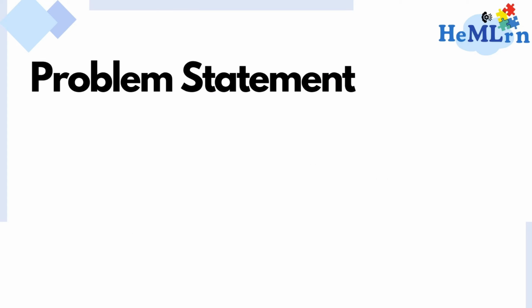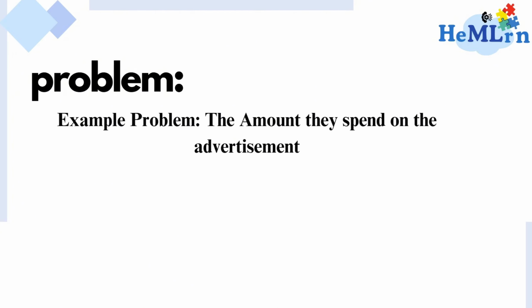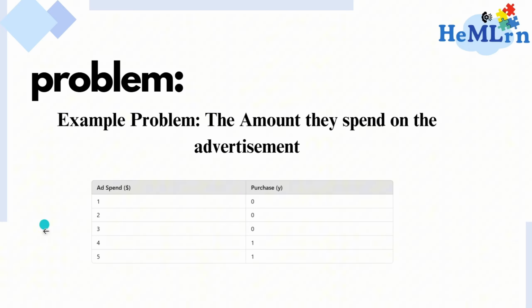So the dataset is given. Here the probability of y equal to 1 given x is equal to 1 divided by 1 plus e to the power minus (wx plus b). This is a sigmoid function. We can assume this relationship in the logistic regression model between the amount they spend on the advertisement, the ad spend, and purchases.